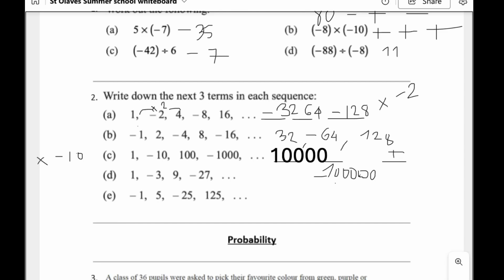Next one, you'll see that the pattern each time is multiply it by minus 3, which is why we get positive, negative, positive. So multiply this by minus 3, we get positive 81. Multiply it by negative 3, we get minus 243, and then multiply by negative 3 again, we get positive 729.